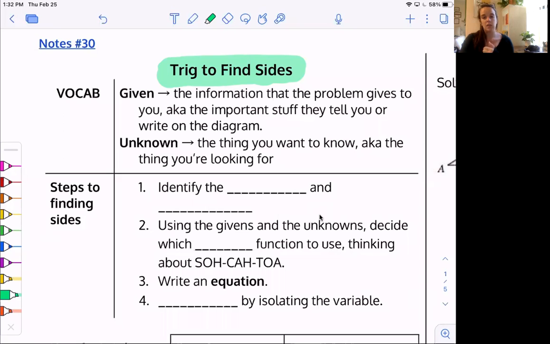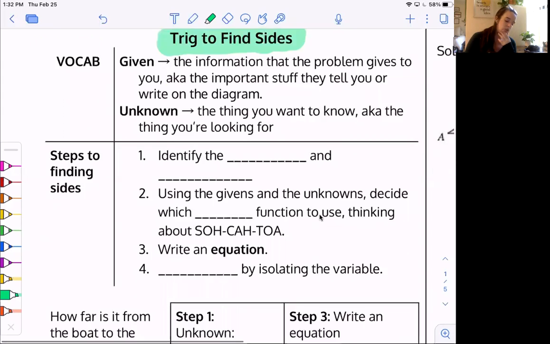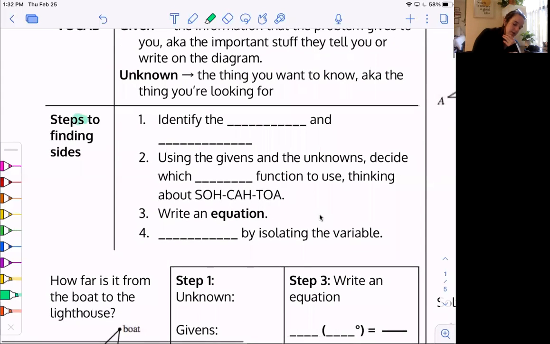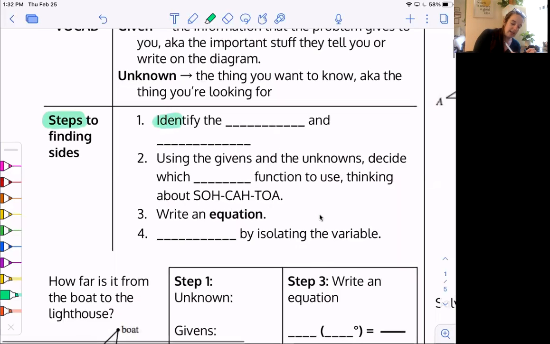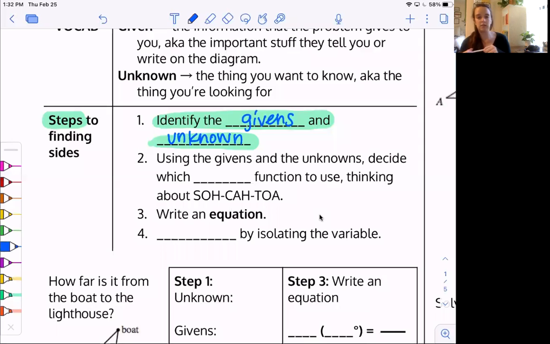Cool. Okay, so the problem's going to give us some information, and then there's going to be an unknown that we need to find. So here are our steps. Remember, I'm highlighting things I want you to write down. So the word steps. And then number one, we are going to identify the givens, what the problem gives us, and the unknown, the thing that we want. Okay, identify the givens and the unknowns.